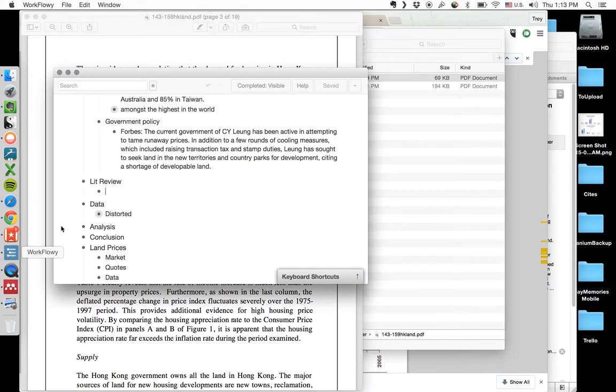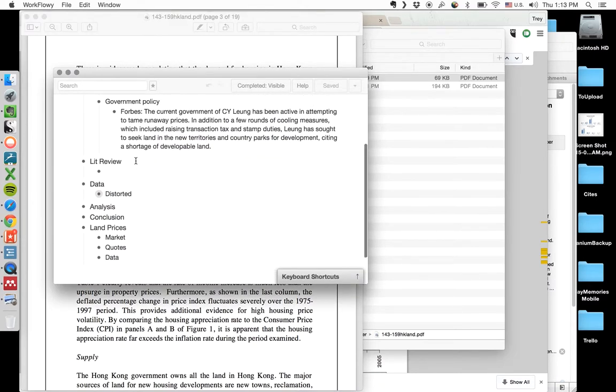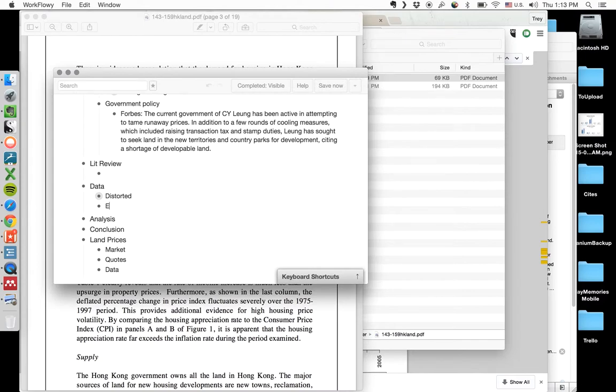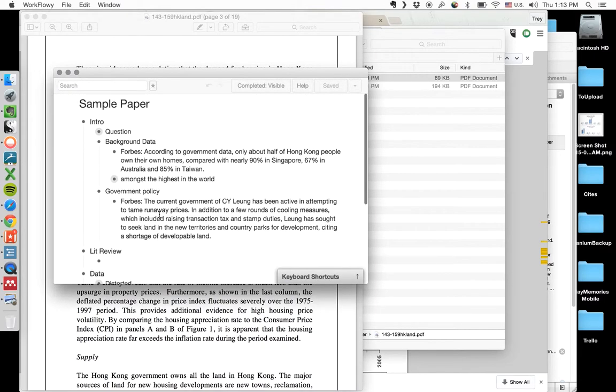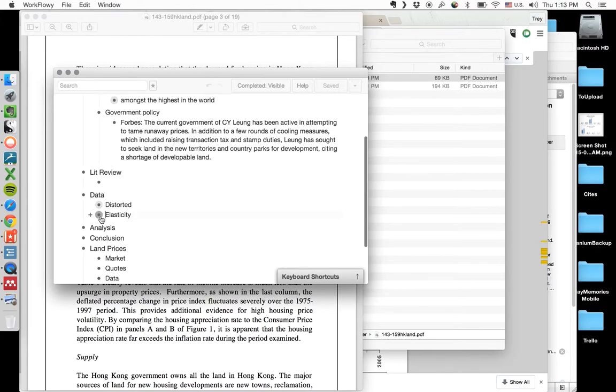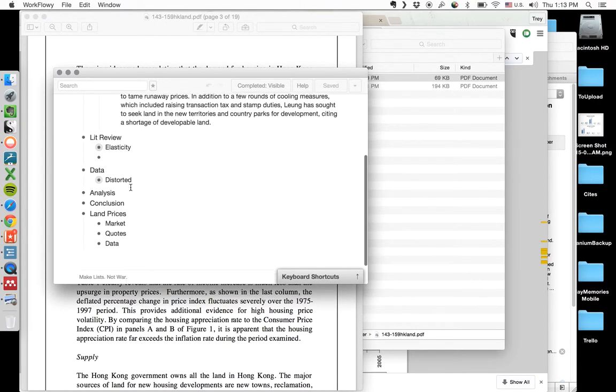So let's get back over here. So let review data distorted. Okay. So we have elasticity issues here. So that's not data. Right? So alright, where are we getting? Where are we getting at?